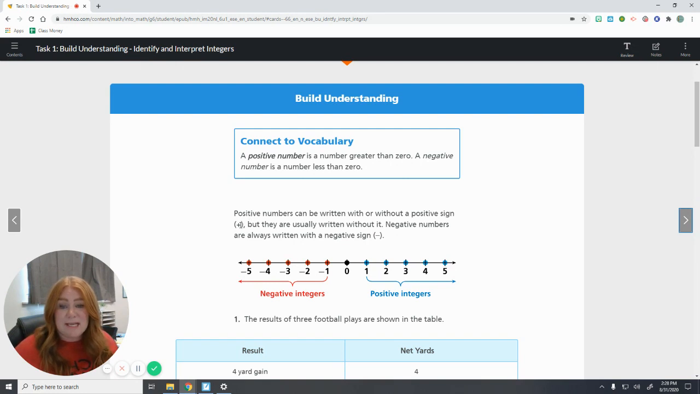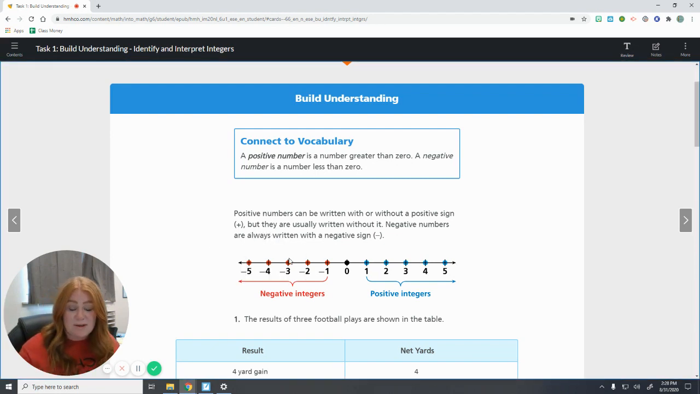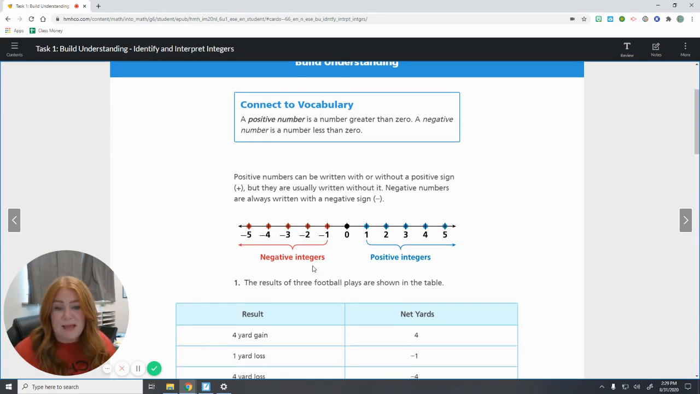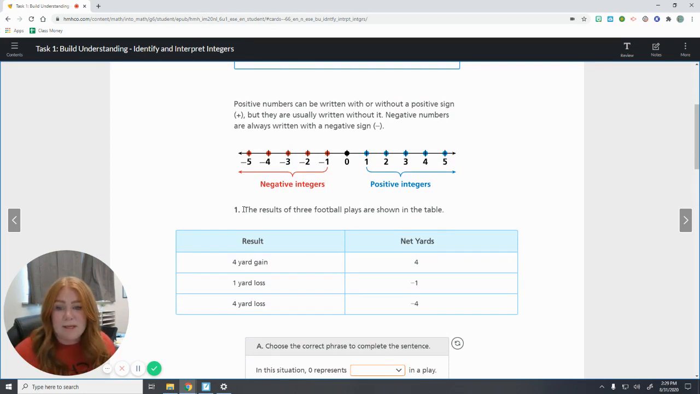Positive numbers can have the plus sign, or it can just be by itself without it. Negative numbers always need that negative sign though. When you have a negative number, you have to put that negative sign to identify it. A positive, we just know is positive even if it doesn't have that there. You can see here's a nice chart showing us positive is always on the right, negatives are always on the left. So this football team had 3 football plays.